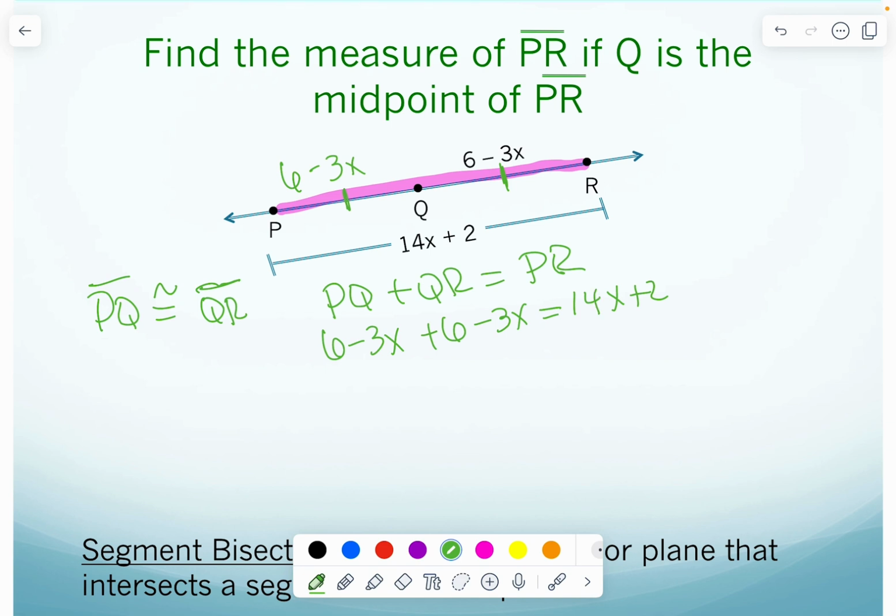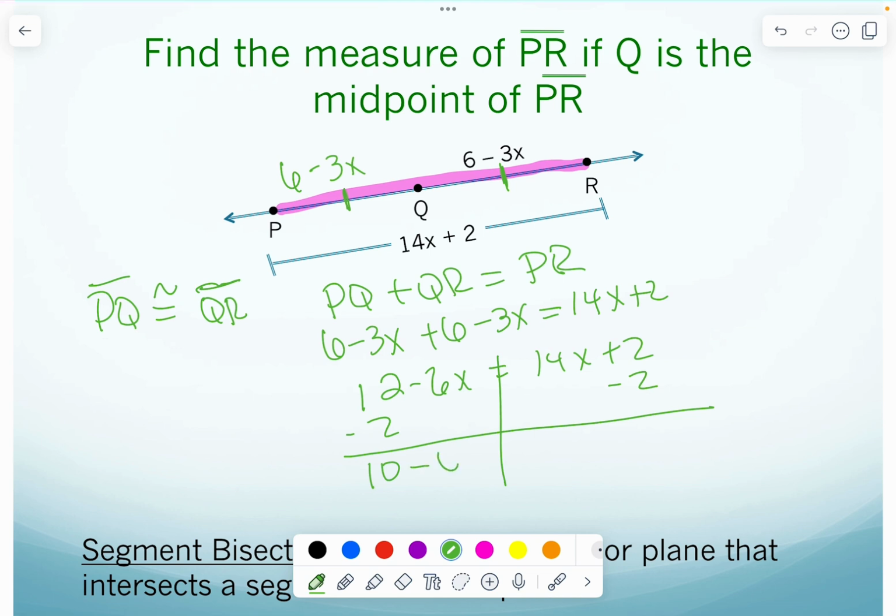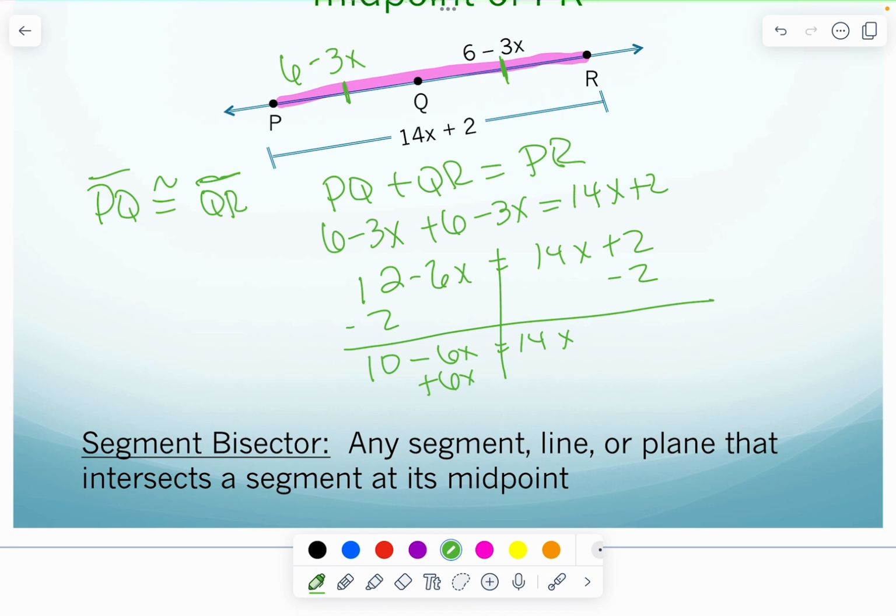So I combine my like terms on the sides. So it's 6, not 16. 12 minus 6x equals 14x plus 2. I'm going to subtract 2 on both sides. Yes, I did write both of my 2's in different ways. So that gives me 10 minus 6x equals 14x. I'm going to add 6x on both sides. 10 equals, those cancel, 20x. Then here I have to divide by 20, which gives me x equals 0.5.